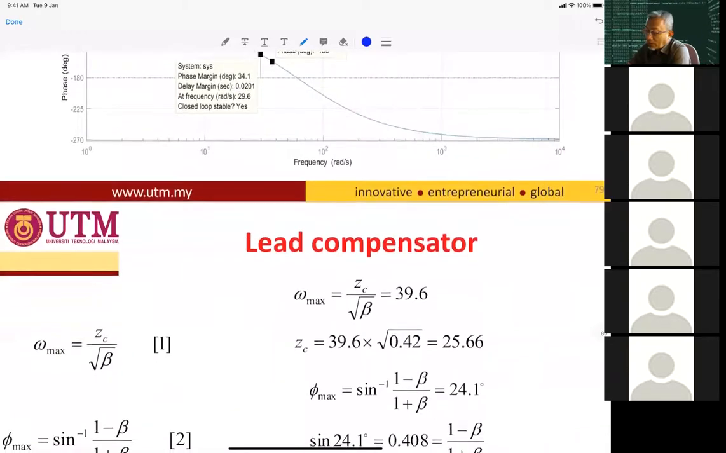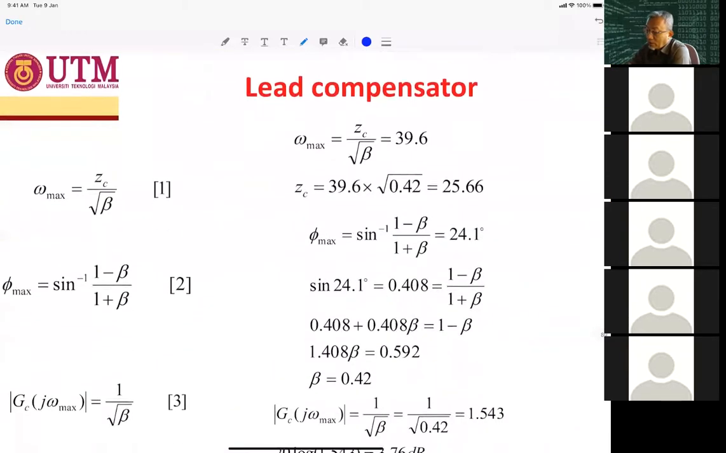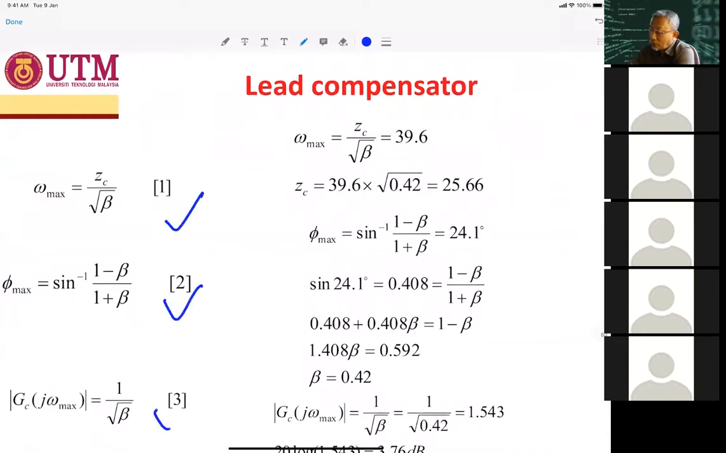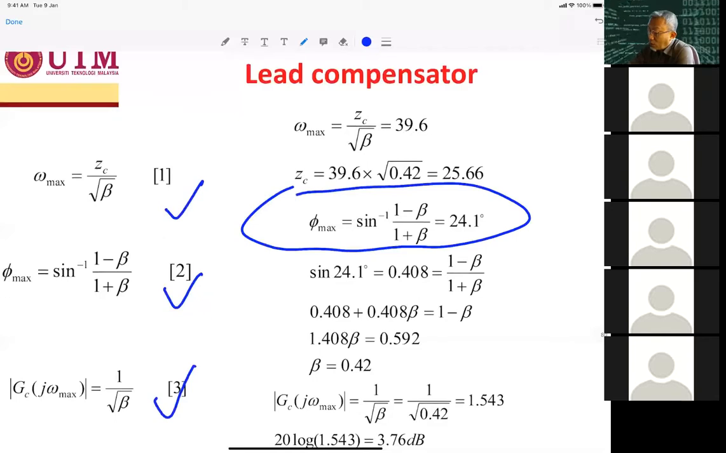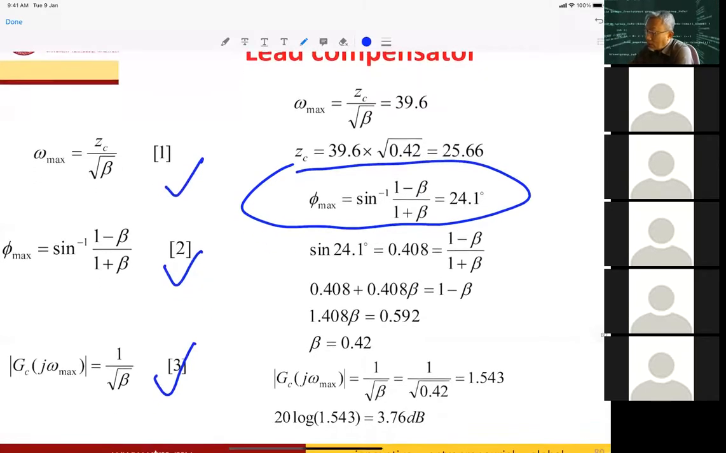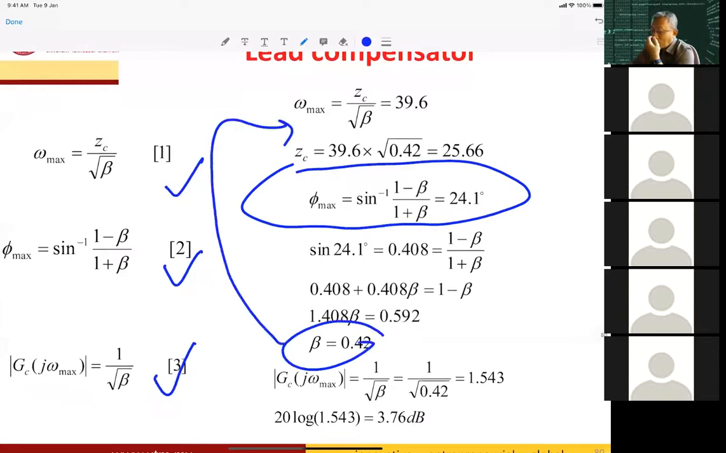Then you use the formula given here, formula 1, 2, and 3, which is omega max 39.6, the frequency, so Zc divided by square root beta. So beta will give you 0.42, which is from the 25.66, the Zc. The phase maximum is 24.1 degrees. This will give you beta. This one goes first, so that's why you get 0.42 over there.